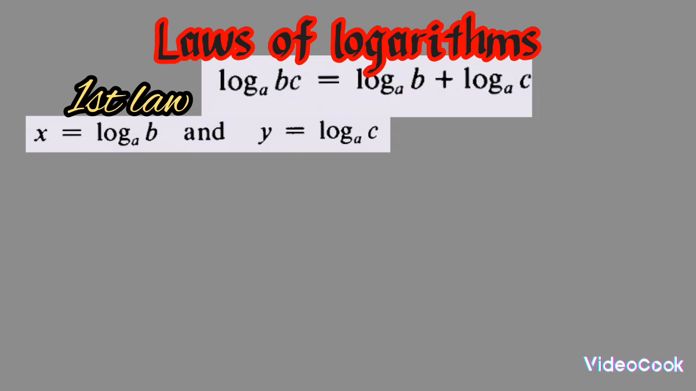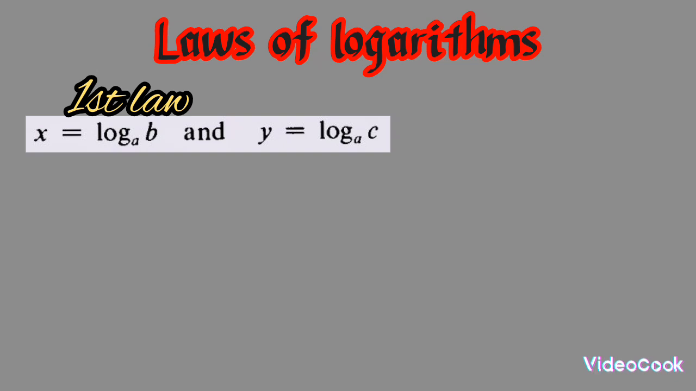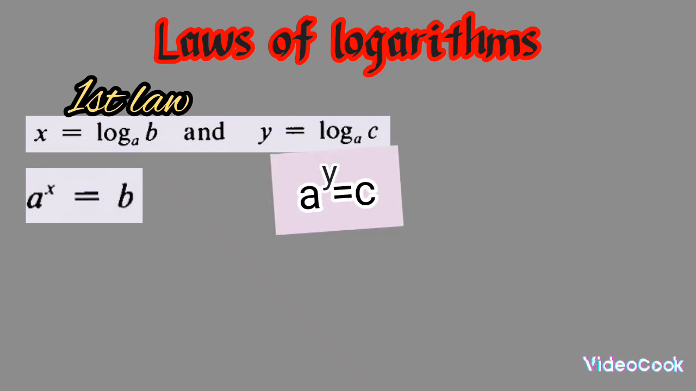So now, first of all, let's change the first log, which is x is equal to the logarithm to the base a of b, into exponential form. So that's going to give us a to the power x is equal to b. Now let's change y is equal to the logarithm to the base a of c into exponential form. So that's going to be a to the power y is equal to c.